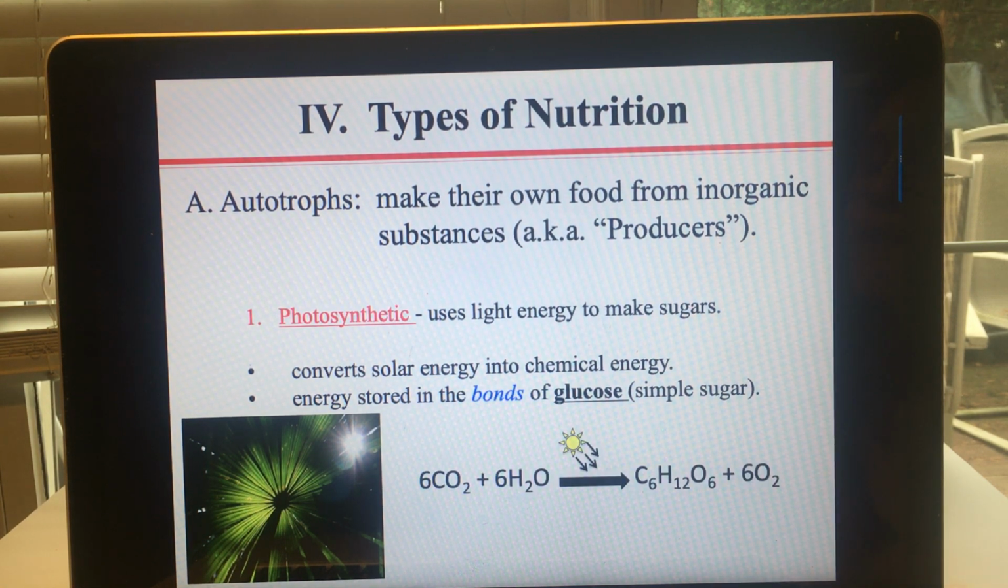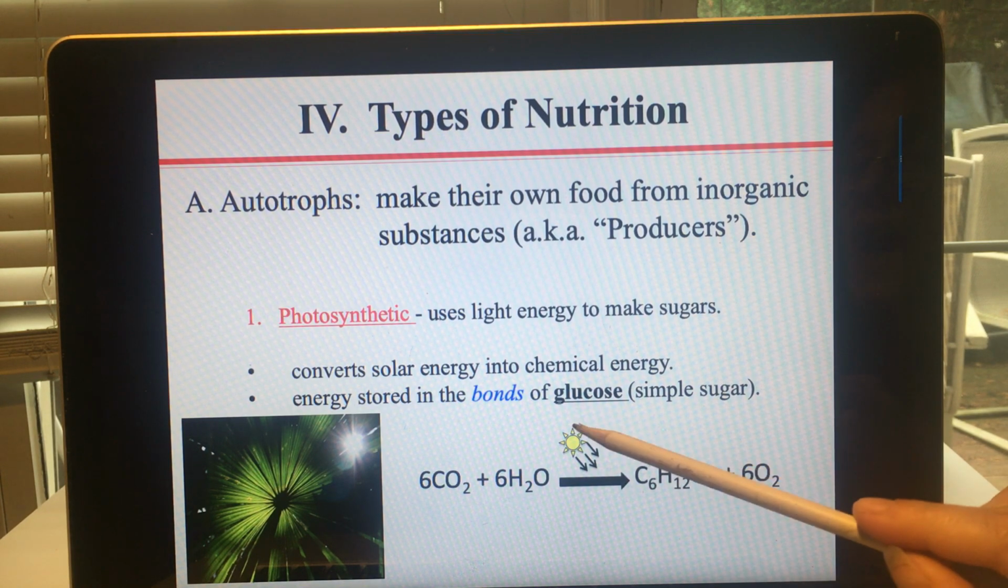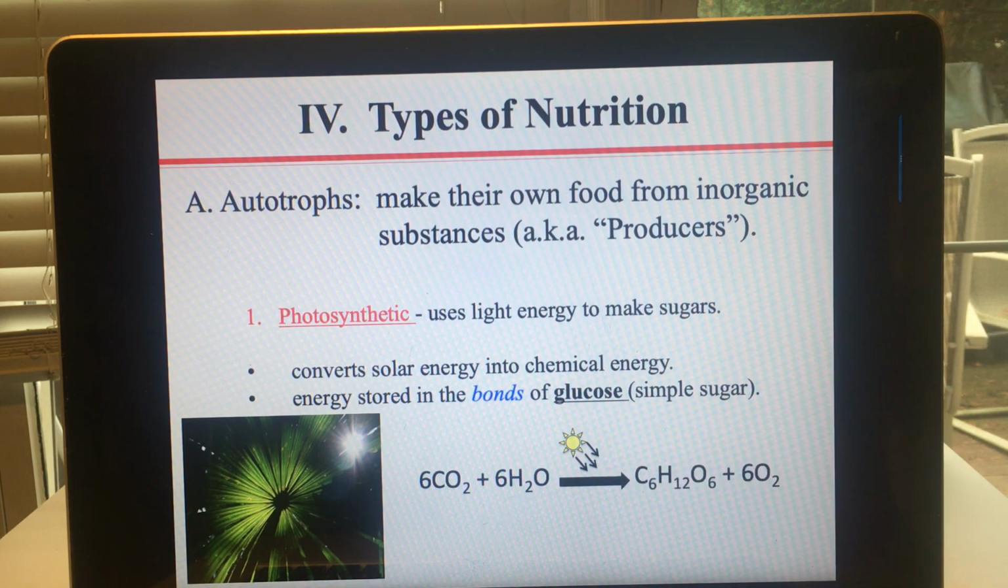The formula for photosynthesis is 6 carbon dioxide molecules plus 6 water molecules gives us 1 glucose molecule, C6H12O6, plus 6 O2. And of course, we would need sunlight to do that.